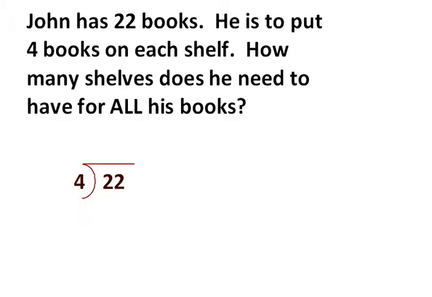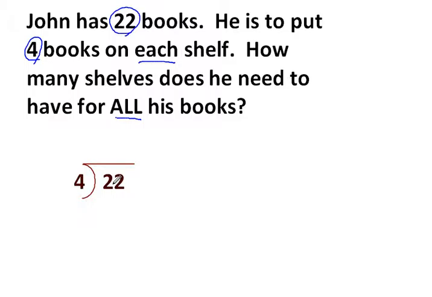Let's do a word problem. John has 22 books. He is to put 4 books on each shelf. How many shelves does he need to have for all his books? Well, we know he has 22 books, and we're going to divide it by 4 because that's how many he wants to put on each shelf. So I count by 4s. Can't get to 2. Can I get close to 22?